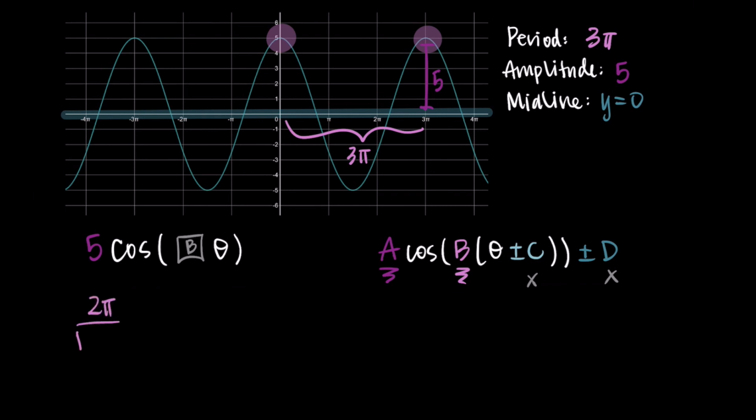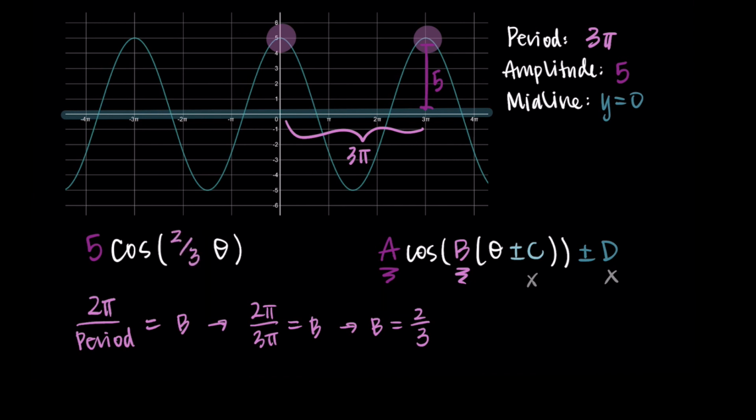Okay, now we need to find our B value. So I know that 2 pi divided by the period is equal to B. My period is 3 pi, so I'll do 2 pi divided by 3 pi equals B. And that's just B equals 2/3 once I've canceled those pi's. So putting that into my formula, I have 5 cosine of 2/3 theta, and that is my formula for this graph.